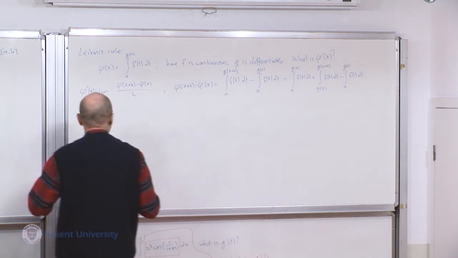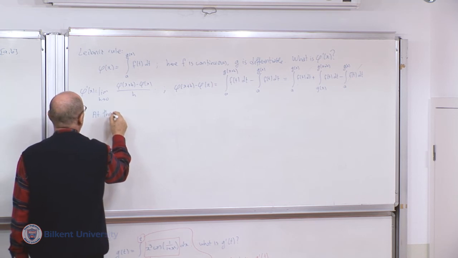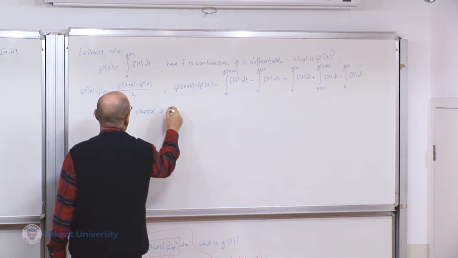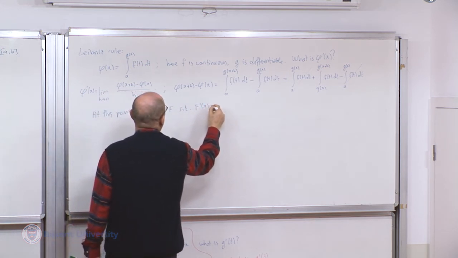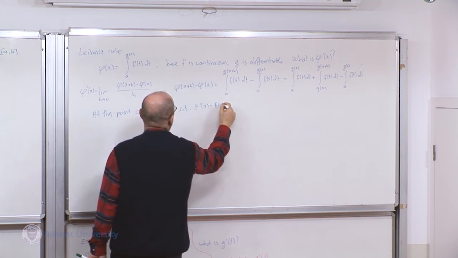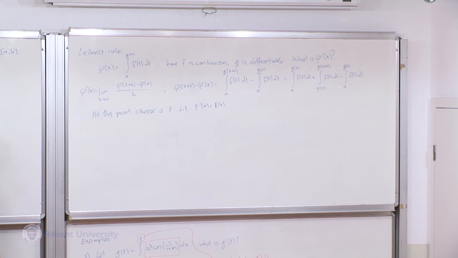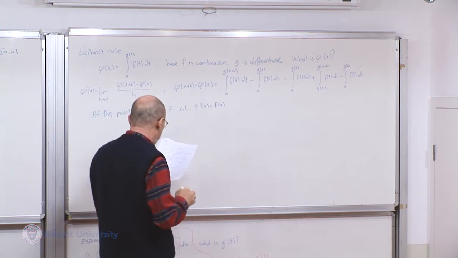Okay, so at this point, choose a capital F such that F prime of x is equal to small f of x. Okay, so the fundamental theorem says that such a function exists. Lots of such functions exist. All of them, well, it's actually the same function, but you keep adding any number you like. Okay, so let's see what we are doing now.